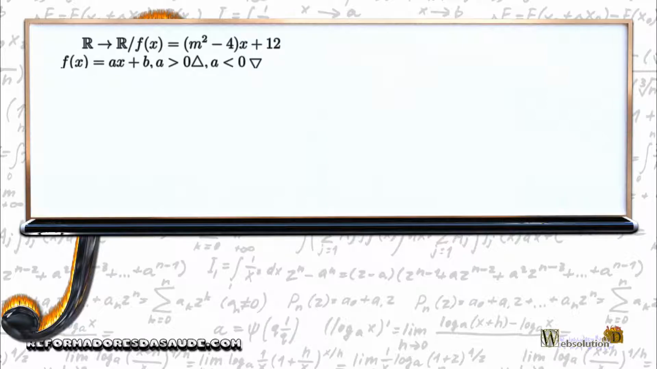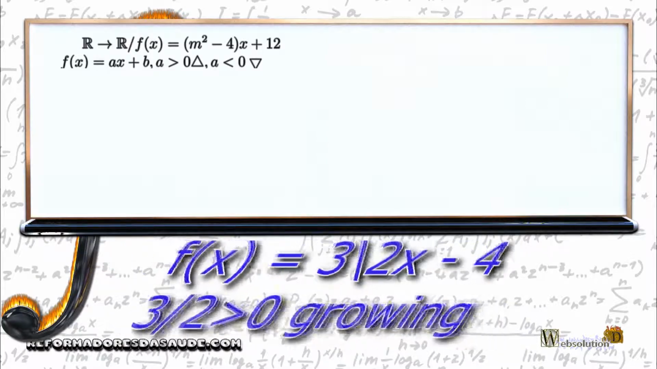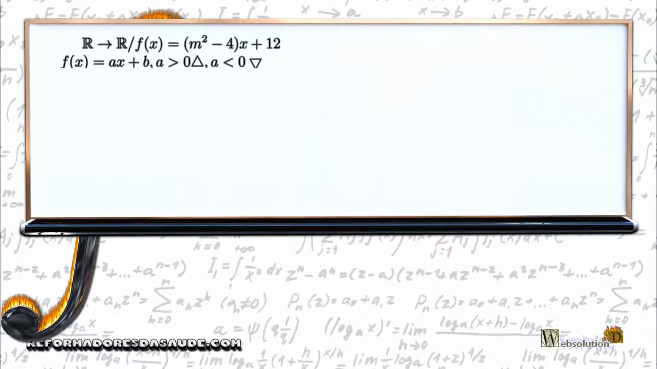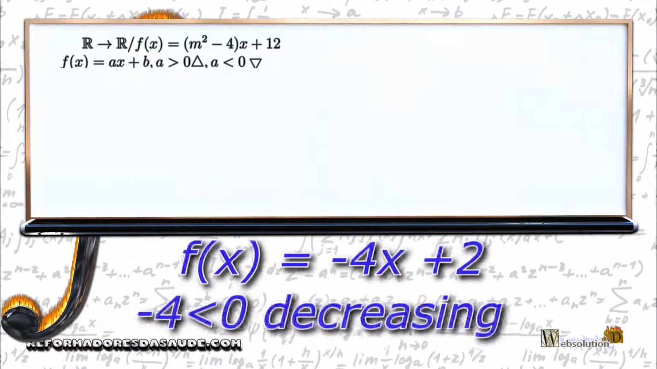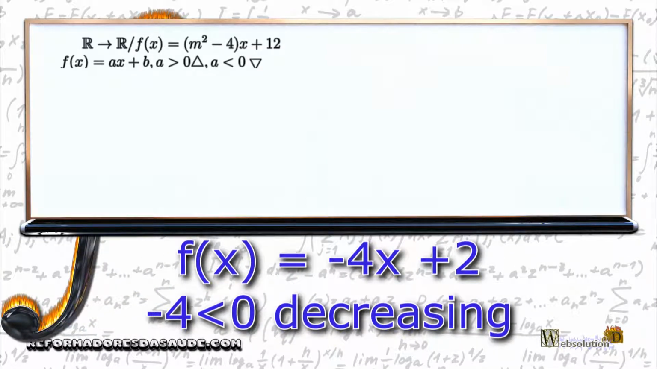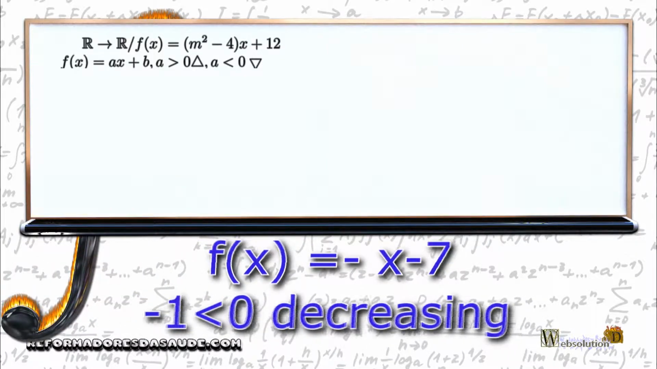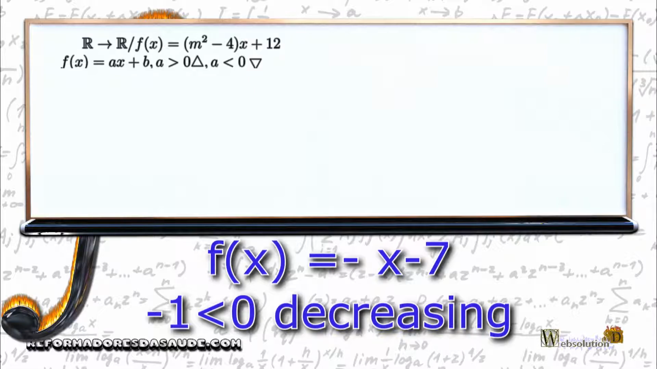Function f(x) equal to minus 4x plus 2, then a is equal to minus 4. If a is a negative number, then the function is decreasing. Function f(x) equal to minus x minus 7, then a is equal to minus 1. If a is a negative number, then the function is decreasing. Function f(x) equal to minus 5 over 2 x, then a is equal to minus 5 over 2. Being a negative number, the function is decreasing.